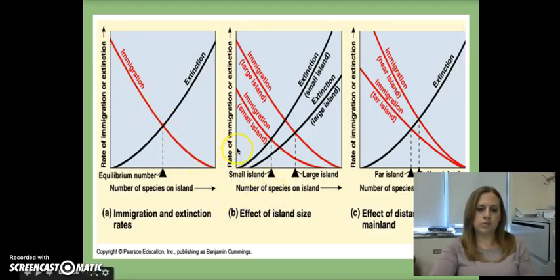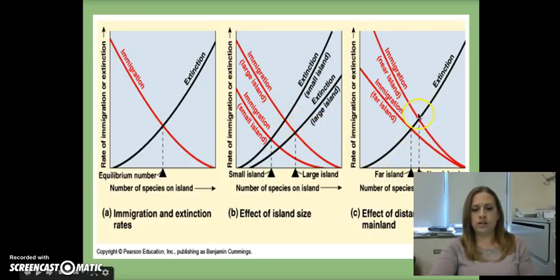Here we're looking at, again, rate of immigration and extinction and island size, but we're also paying attention to large islands versus a small island, and so it's going to be a little bit different. So on a small island, that extinction rate is going to increase even faster, and you can see the immigration never really gets as high because the island is smaller. With a large island, extinction takes a little bit longer, and immigration is going to be a little bit higher.